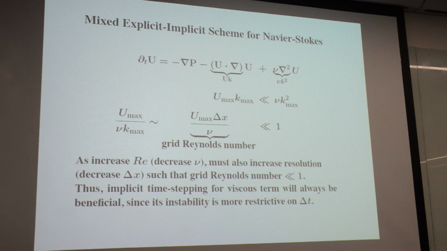So even though you might be increasing your Reynolds number, meaning decreasing your nu, that's true, but as you do that, you are also increasing your k, decreasing your delta x, because you get smaller and smaller spatial scales as you go up in Reynolds number. And so those two effects counteract each other. You have smaller nu, yes, but you have bigger k.